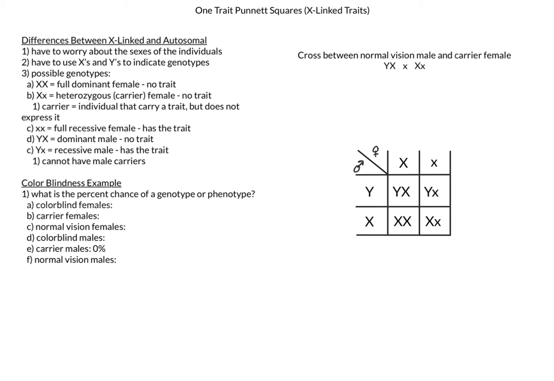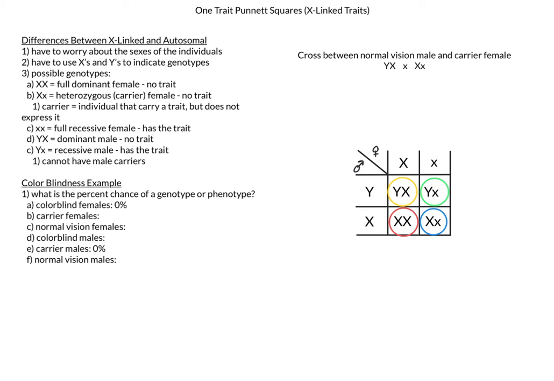Now let's go back and look at the others. Looking at the square, we can say that we have one normal vision female, one carrier female, and no colorblind females. And since there are none of these, we can just go ahead and say that is 0%. We have one colorblind male, and we have one normal vision male. And once we get to this part, the math can get a little funny.